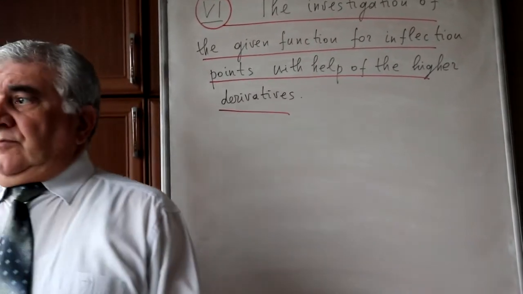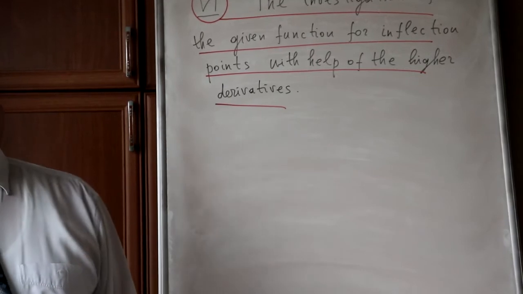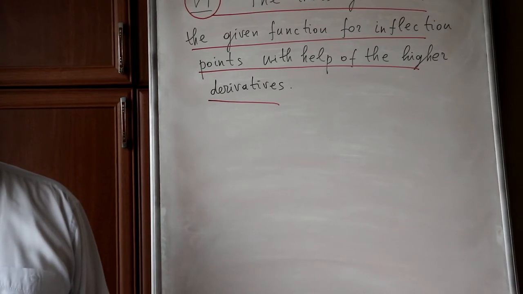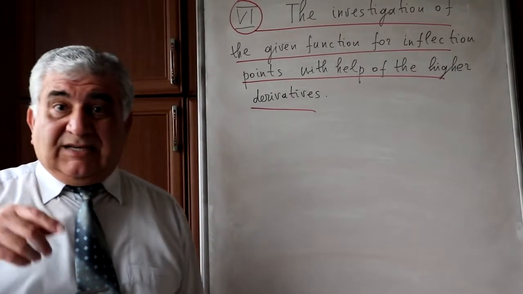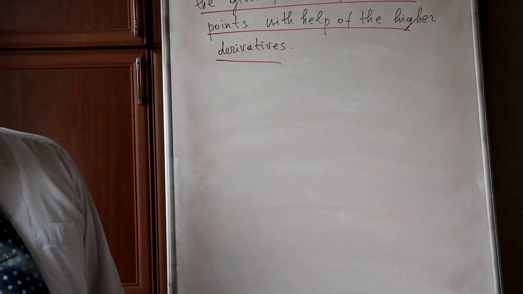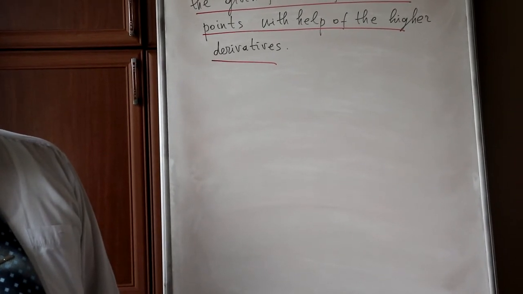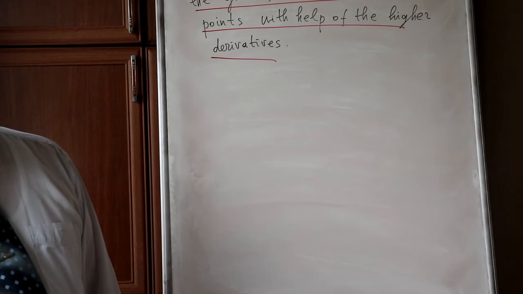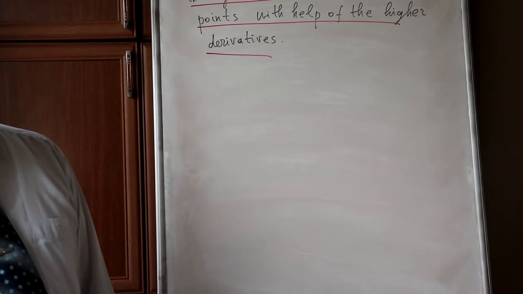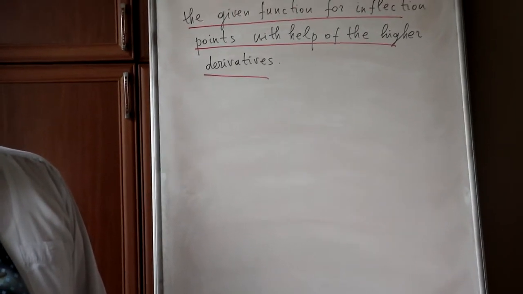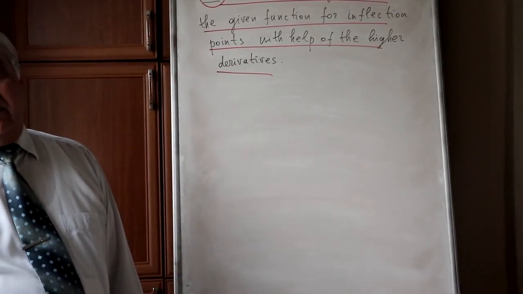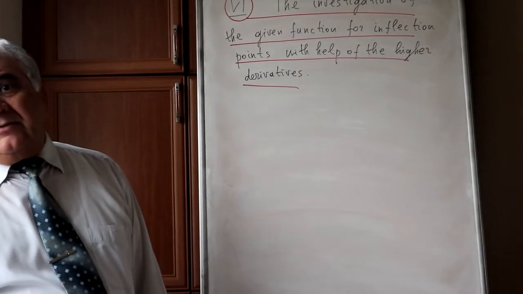Here, the second order critical points are found. For this, we must equalize the second derivative to 0 and then find the roots of the obtained equation, and then substitute these second order critical points into the higher order derivatives. Higher order derivatives must be found until the higher order derivative isn't equal to 0.